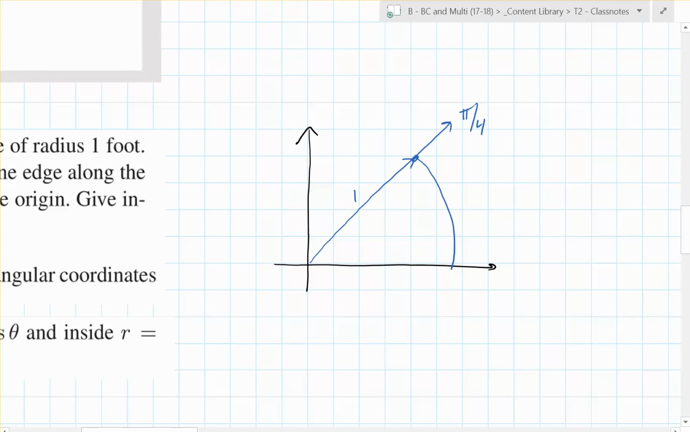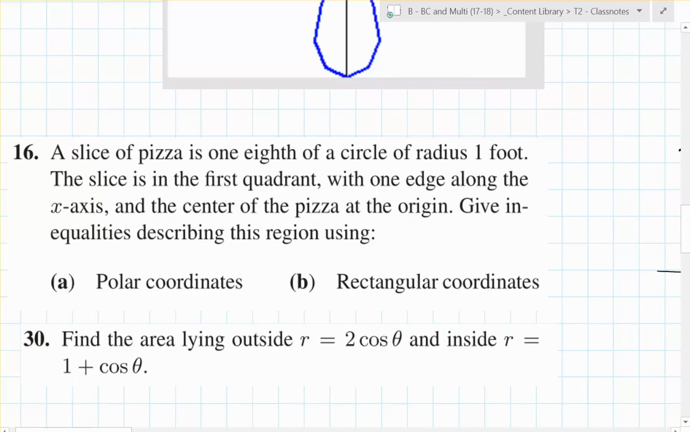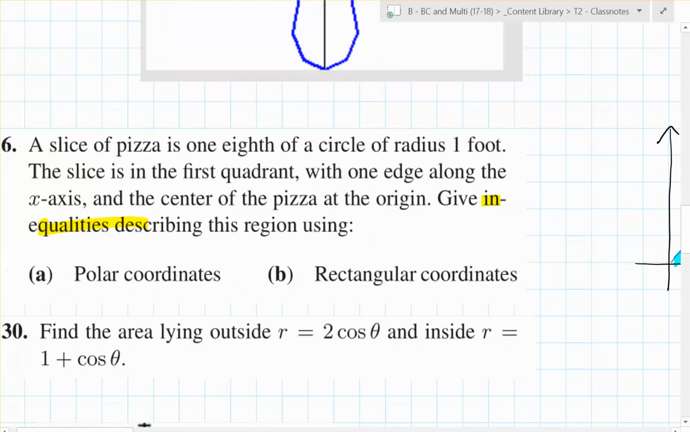So for a polar inequality, you need 2 inequalities. You need an inequality for r, and you need an inequality for theta. So if you had to describe this region right here with a set of inequalities, meaning what are all of the points that satisfy this region? We're not doing an integral. It asks for inequalities. Give inequalities. What are they going to be?